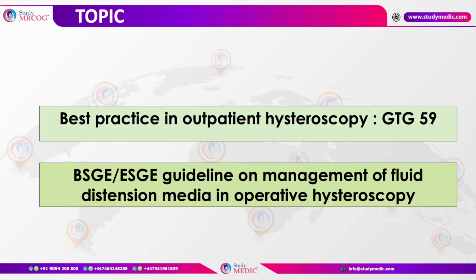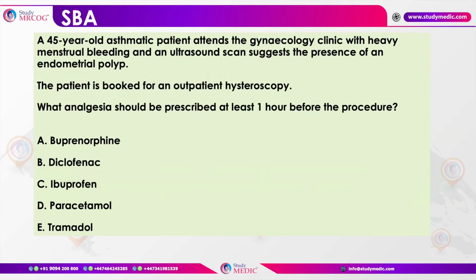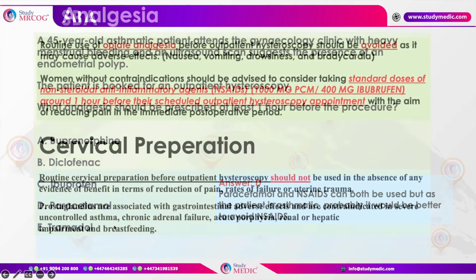Then moving on to the next guideline on hysteroscopy, this is again an exam-tested question. So in this, the patient is asthmatic and you're planning for hysteroscopy. Ideally, if you have to give pain relief or analgesic for hysteroscopy, you can either give NSAIDs or paracetamol. But since this patient is asthmatic, you will preferably avoid NSAIDs, and here the preferable option would be paracetamol.